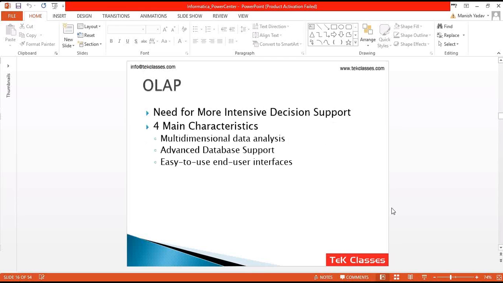So again, why OLAP? Why data warehouse? Okay, so need for more intensive decision support. Main characteristics are multidimensional data analysis. Okay, so multidimension means the schema is there. Okay, star schema, snowflake schema. So there are different dimensions, like in a retail company. Okay, there will be a product dimension. What different products are there? Okay, different geography. What all geography you are selling? Time is always a default dimension. Okay, because over a period of time you have to track.